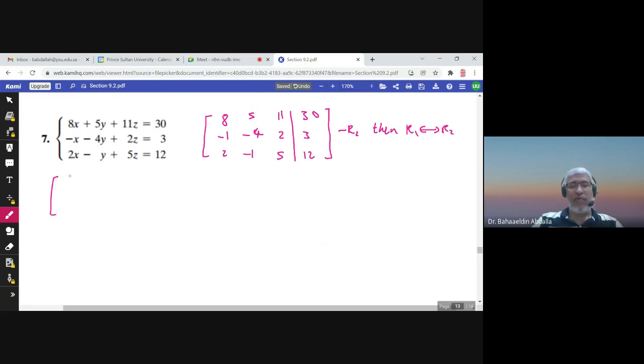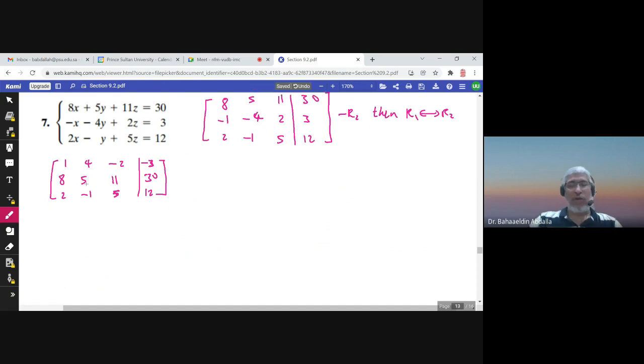So I will have 1, 4, -2, -3. This is negative row 2. I will have it in the first row, and the first row will be in the second row. Now I have 1 in row 1, column 1. I use it to make zeros below. So -8 R1 plus R2, and -2 R1 plus R3. You just memorize the method, the steps, and you do it. But you practice to be accurate.